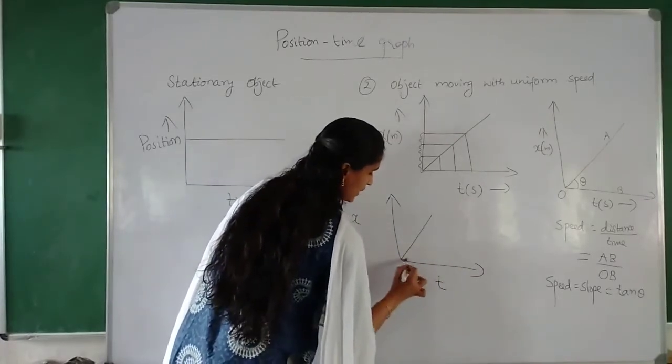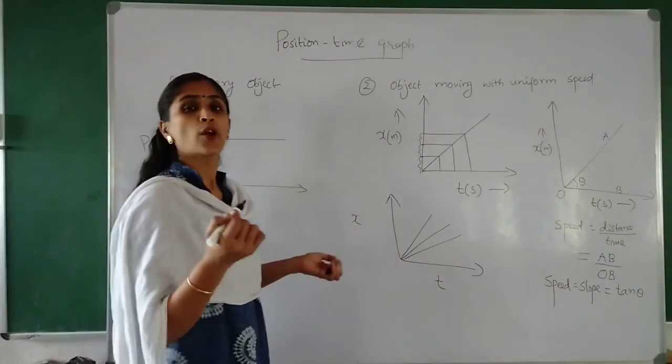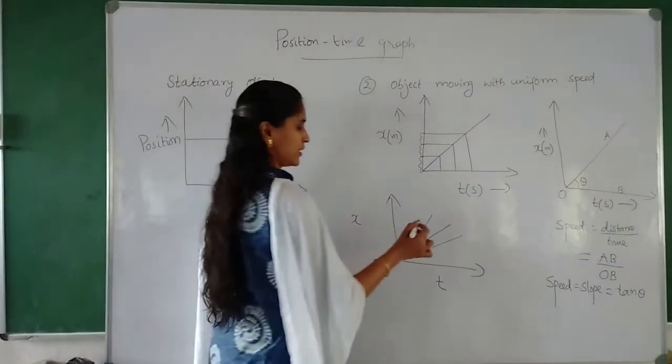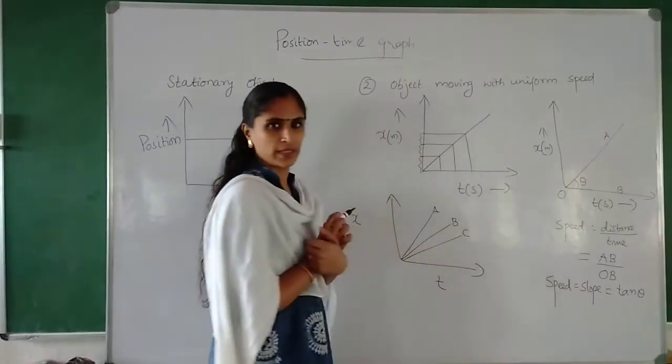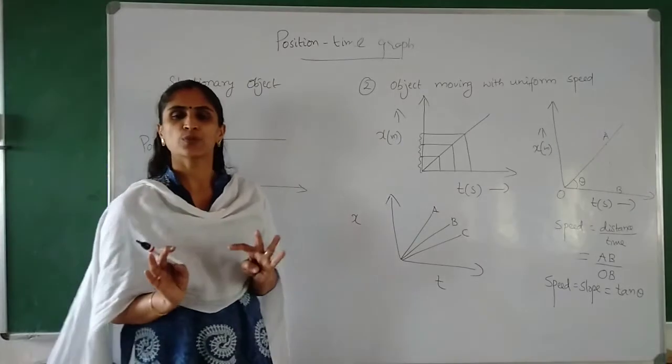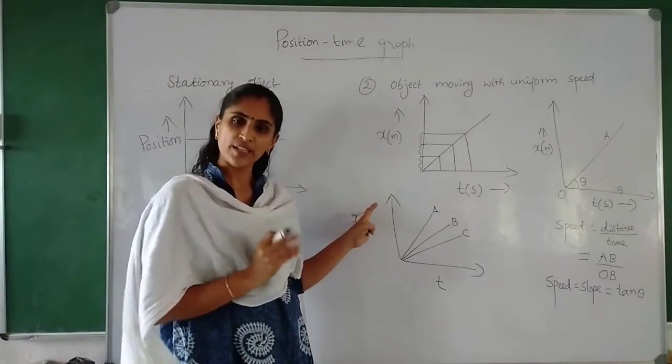Two or three graphs will be given, and it is asked which has more speed. Three graphs A, B, C are given. Which is having more speed? It is very easy to find: whichever is closer to the position axis.